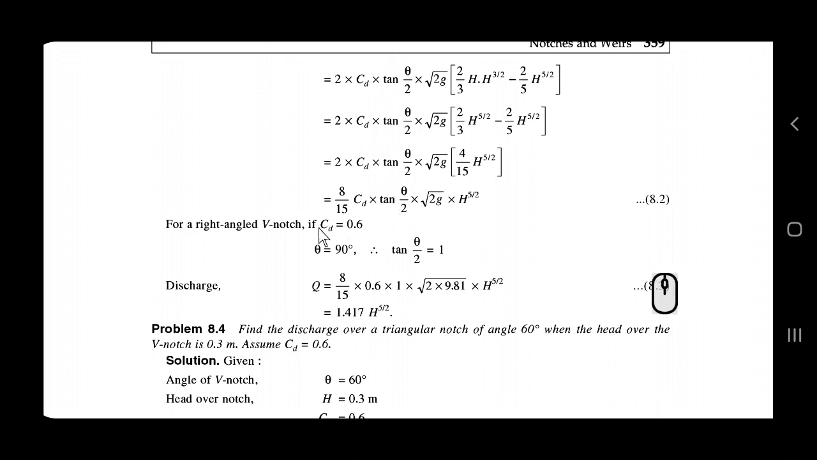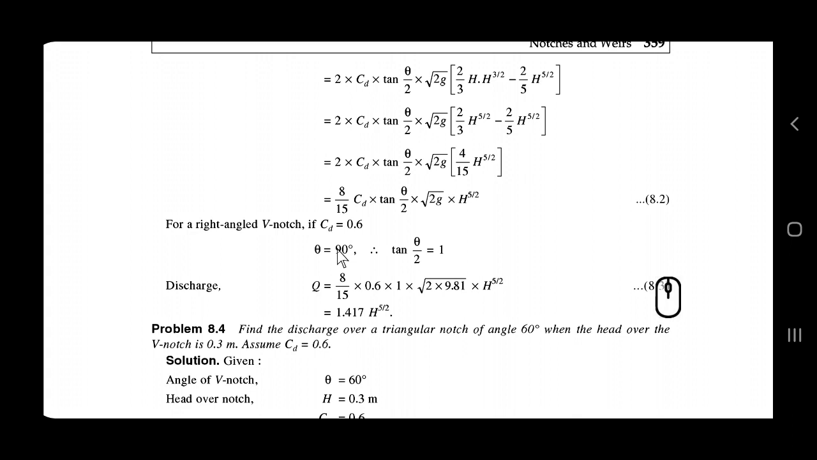So right angled V notch, Cd is equal to 0.6 and theta is equal to 90 degree. Right angled V notch, if it is right angled, then theta will be 90 degree. So what will tan theta by 2 become? That is tan 45 is equal to 1. So substitute the value for tan theta by 2 as 1, and the equation will become 1.417 H raised to 5 by 2. So that is a case where right angled V notch, that is theta equal to 90 degree. That is one of the cases in triangular notch or weir.